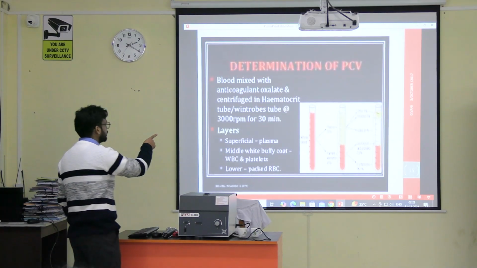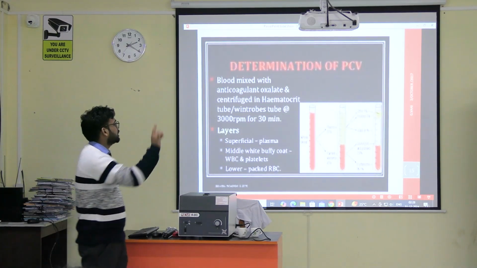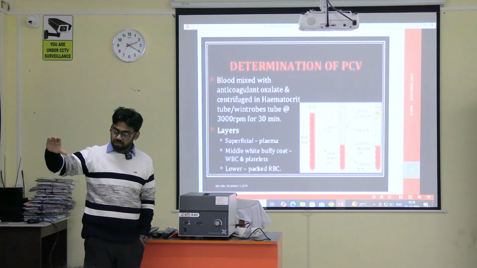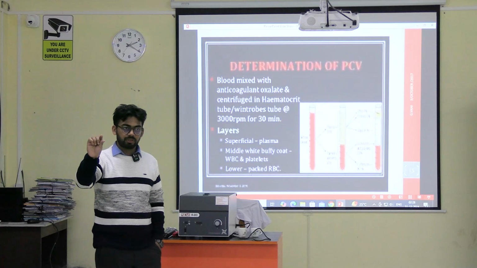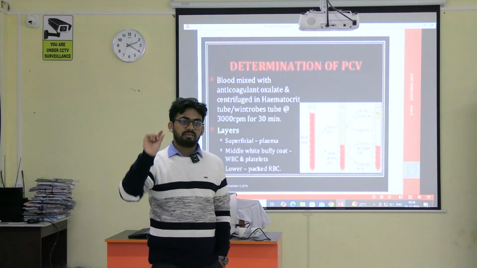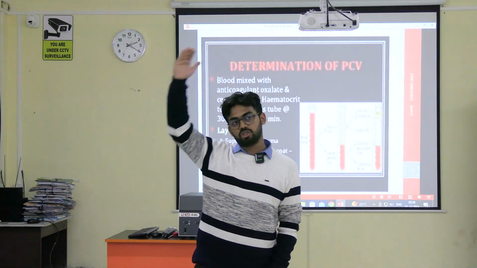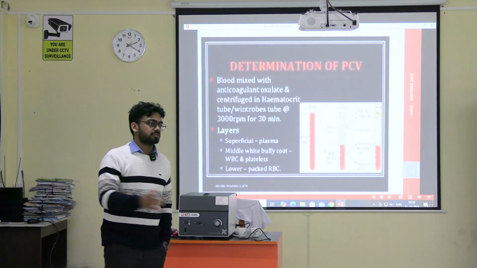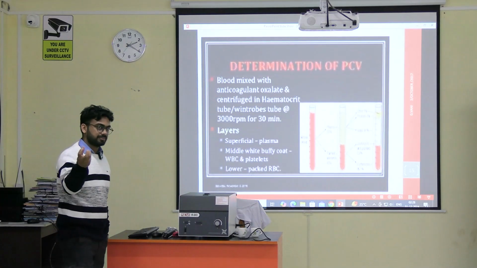Okay, it is 3000 rpm for 30 minutes. Okay, the similar picture is there. The RBCs, the whole red blood cell, will form a separate column. In between there will be the buffy coat, which contains WBCs and platelets, and at the superficial level there would be plasma. Everything happens here because of the effect of gravity or weight.